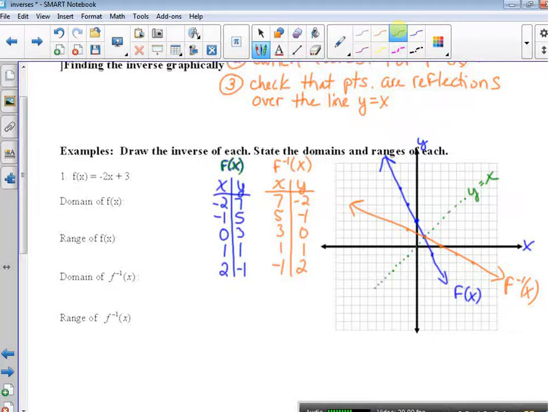So the domain of f of x was all reals. And the range of f of x is all reals. These are oblique lines. And I'm talking about this f of x versus the domain of the inverse. But because it's a line, it's also all reals.